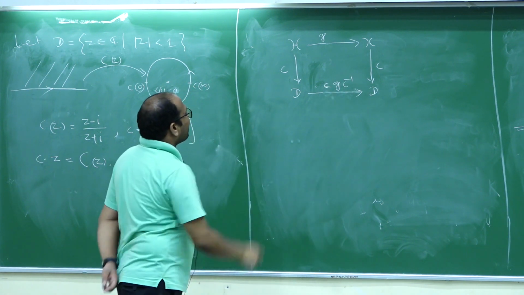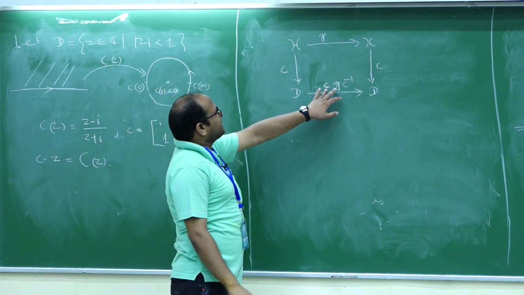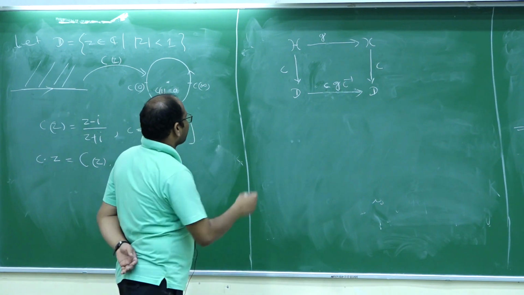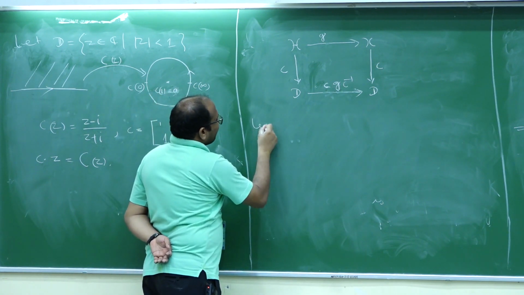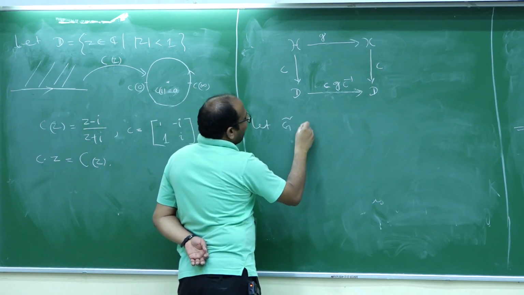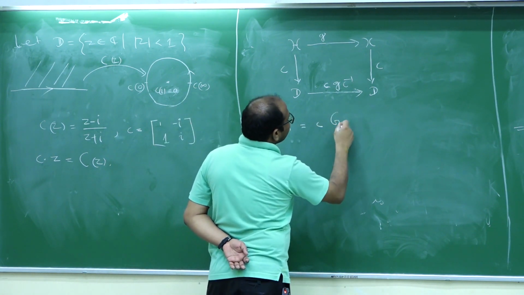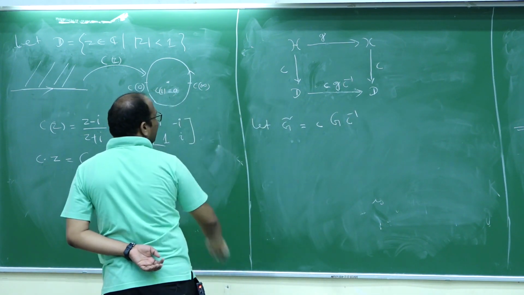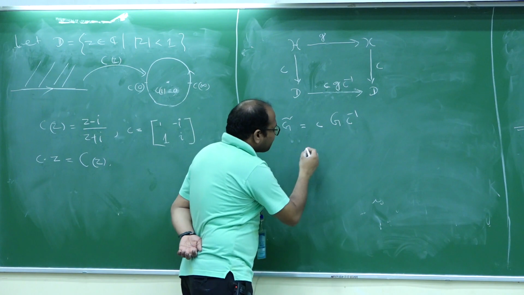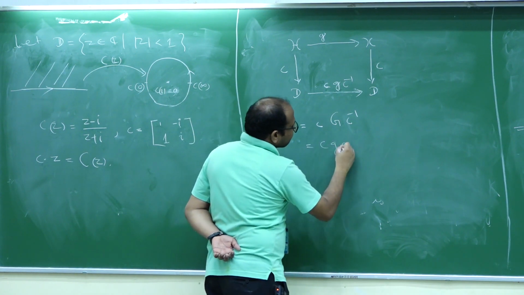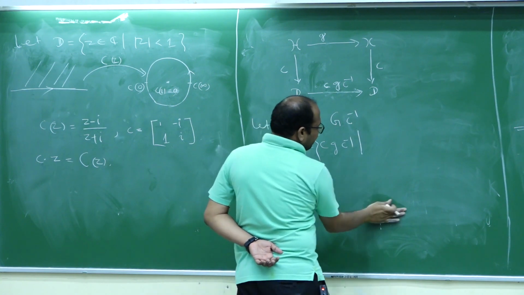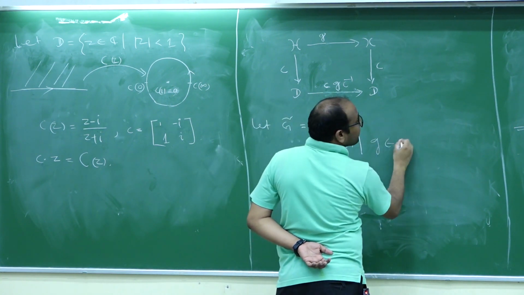This will be given by this part C. And okay, so G tilde is equal to C G C inverse. The C is this matrix, 1, minus i, 1, i. This is really CG, same as before. So that G goes to C.